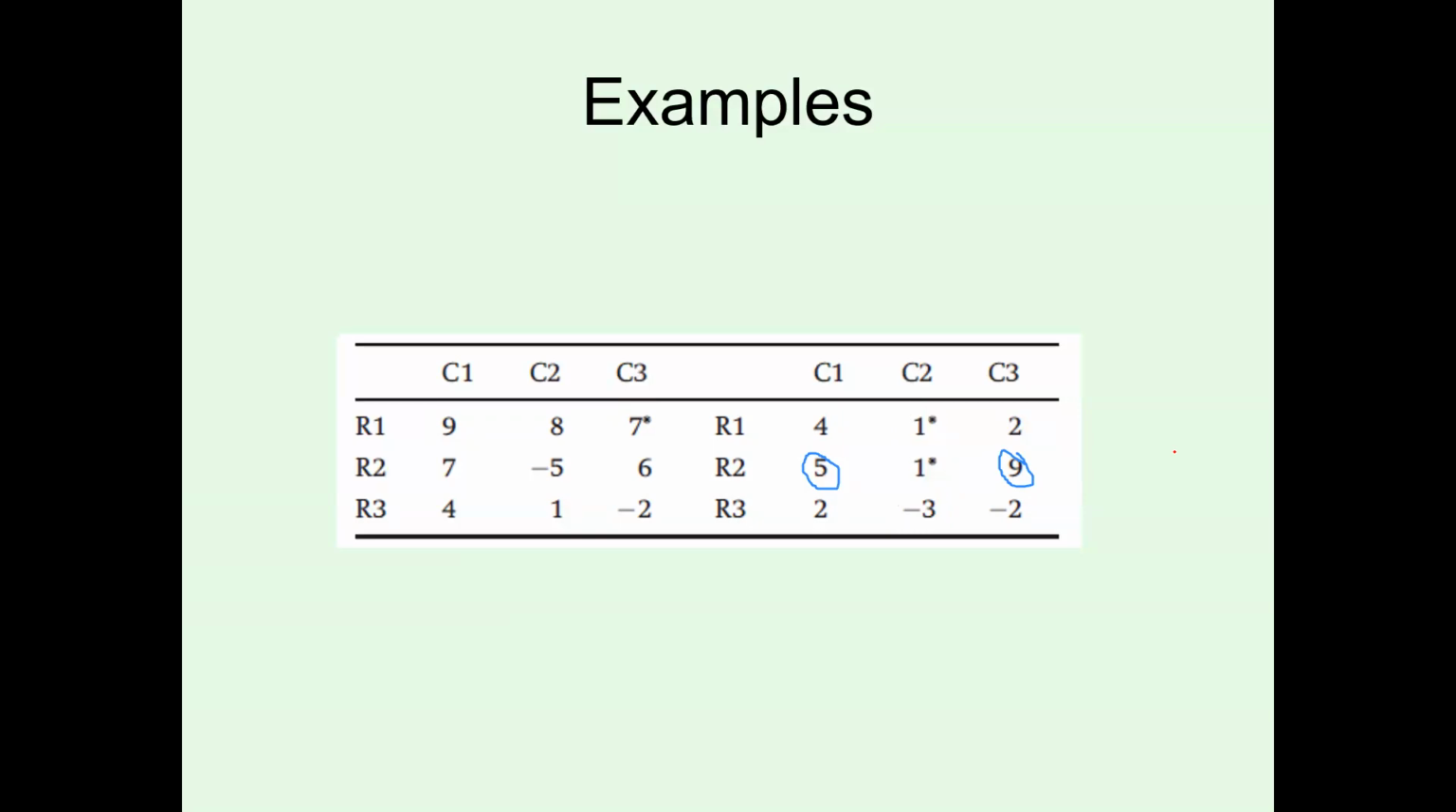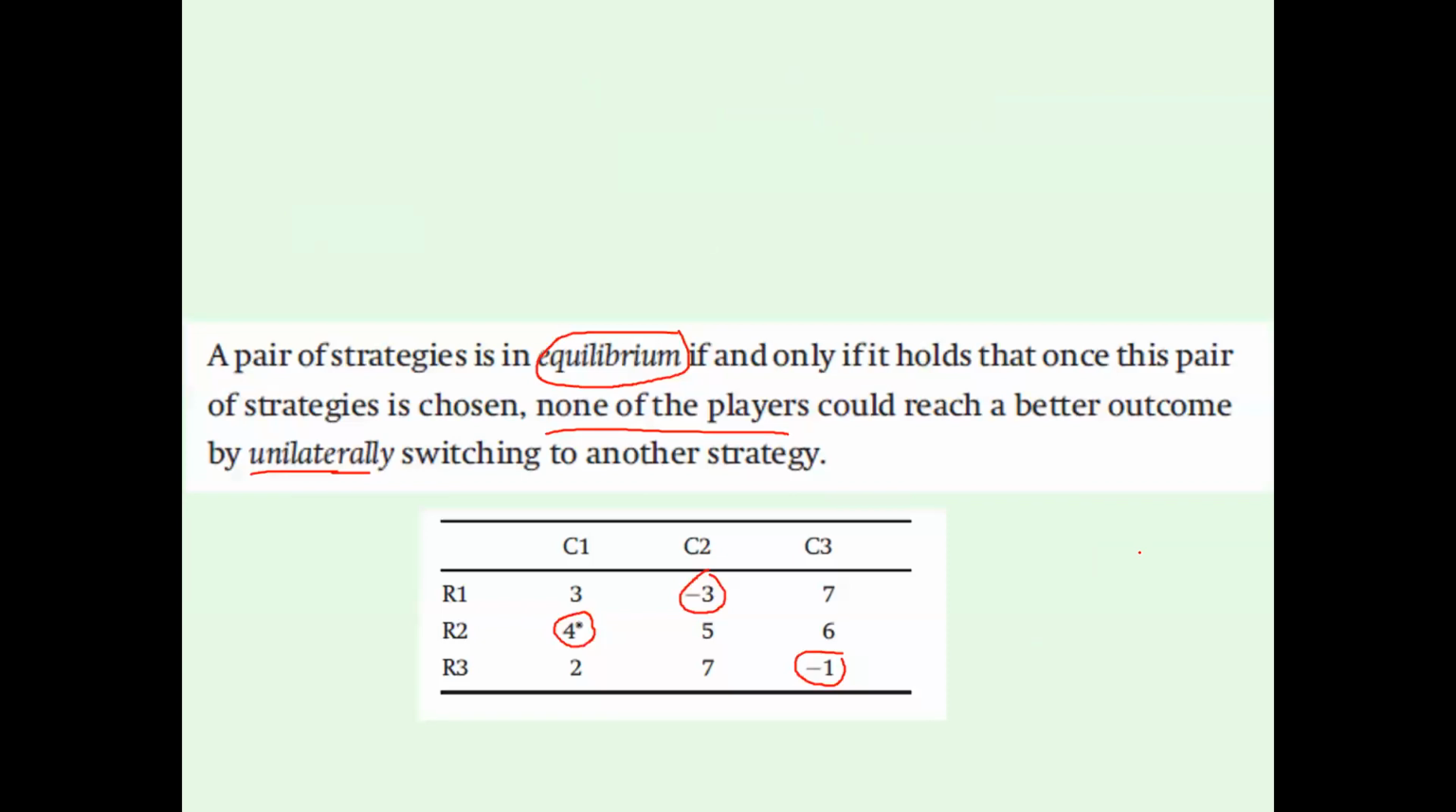So, what does equilibrium mean? When we say equilibrium, it means that if a player switches strategy, the problem is he cannot gain. Because if he switches unilaterally, it is possible that he will lose. So that's actually what it means. None of the players could reach a better outcome by switching to another strategy.